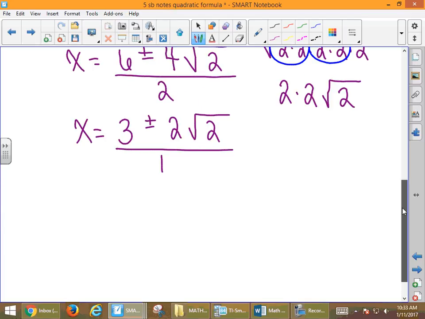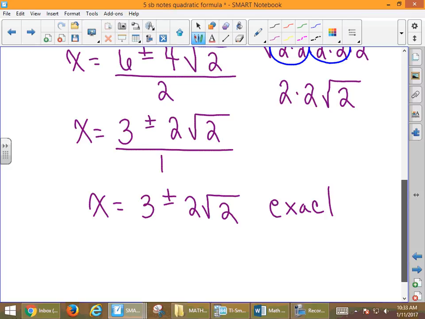And in reality, we don't necessarily need to write the 1. If you write the 1, I'm fine with that. That's not going to make any difference. But it's 3 plus or minus 2 radical 2 that gives the values for x. Those are our exact values. But we also want to know what the approximate values are.